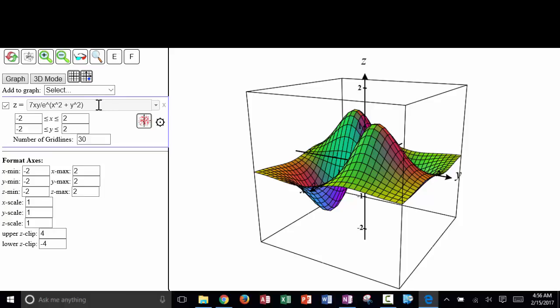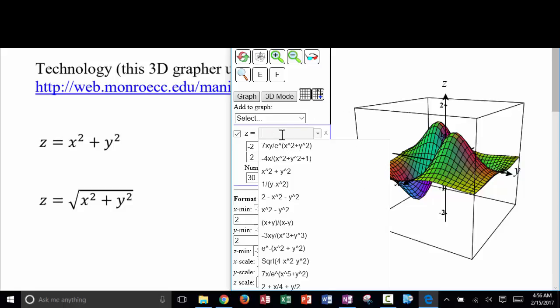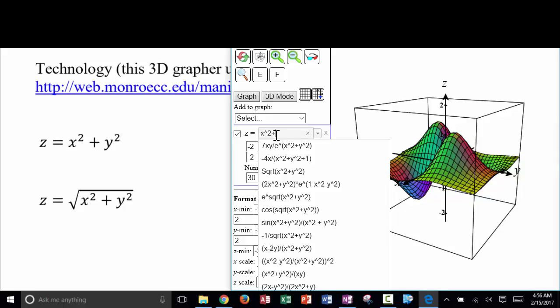Okay, next, let's put in the graph that we were looking at in the notes. Let's put in x squared plus y squared. How do we do that? Well, all right, let's get rid of this equation in this area here. Now, how we're going to type it in is the exact same way you would on your calculator or in pretty much any programming language. You're going to type in just x caret 2 plus y caret 2.